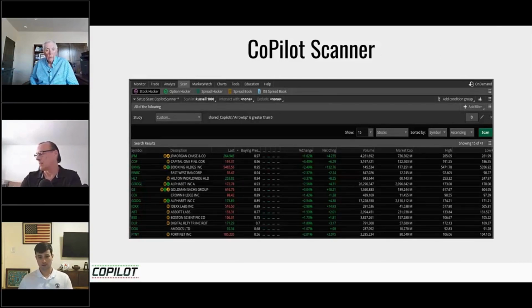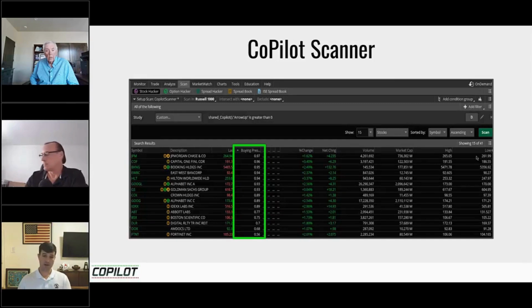So this right here is actually a snapshot, again within Thinkorswim, of what the CoPilot scanner looks like. So you can see here is the list of the stocks. This was actually taken just yesterday, so this is a pretty fresh list. You can see JP Morgan, Capital One, Booking Holdings, Google, Goldman Sachs. So a handful of different stocks that were pulled up yesterday. These were scanning the Russell 1000 index. These are the ones that pulled up. You can see there actually were 41 signals near the close yesterday.